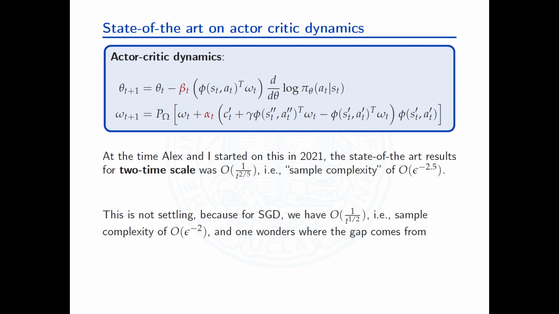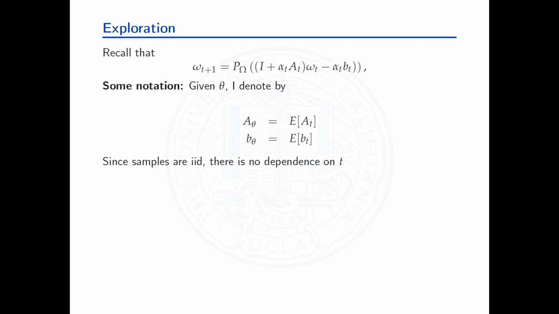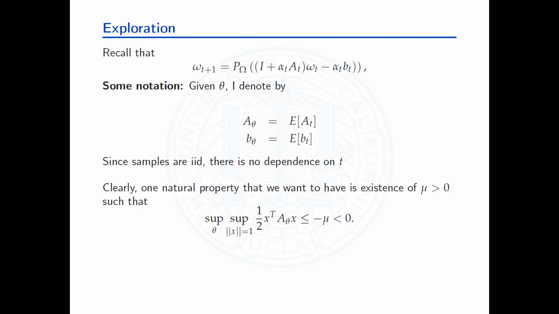Our initial idea was to go after a single time scale. And I think at the time, there was no result for single time scale, except a parallel result that came at the same time we were working on this. So let me tell you a little bit about the tedious part of this without dwelling too much on what goes into it. As I mentioned, anytime I fix the theta parameter as a subindex, A theta is the expectation of A_t, B theta the expectation of B_t, just a bunch of notation in here.